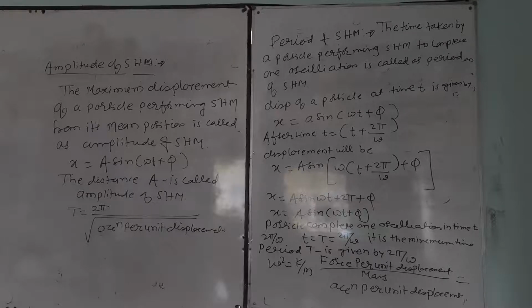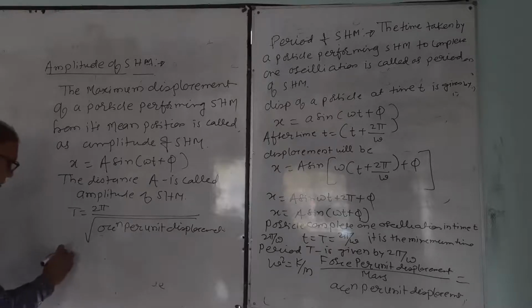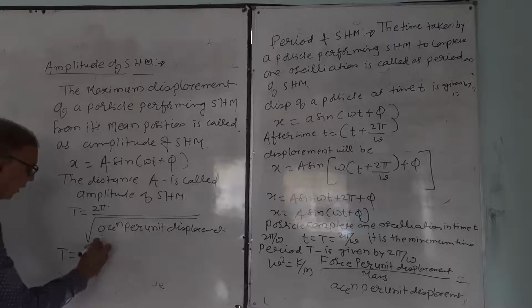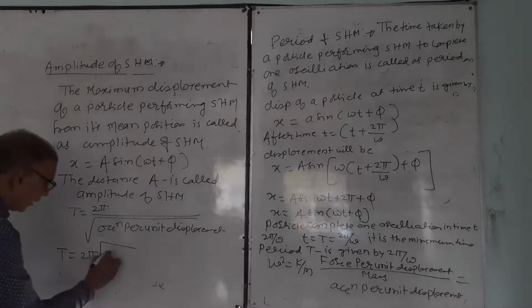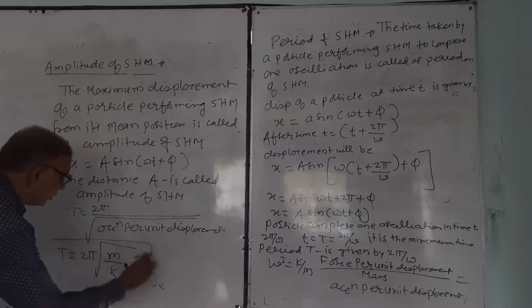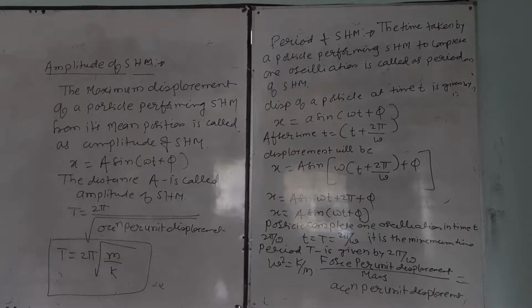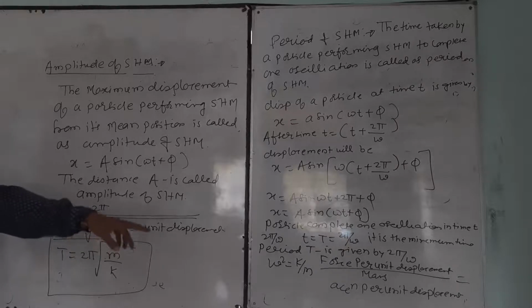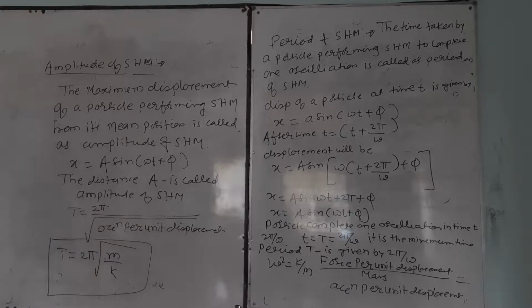Substitute the value. T is equal to twice pi under root of m upon k. Acceleration per unit displacement is omega square, which is equal to k upon m, but omega square is in the denominator, therefore m by k. T is equal to twice pi under root of m upon k. This is the equation for the period of SHM. It is equal to the acceleration per unit displacement.